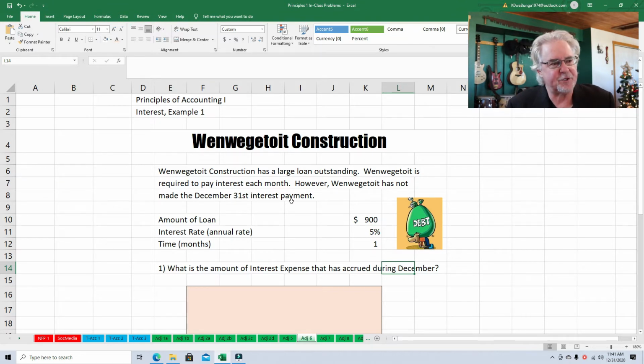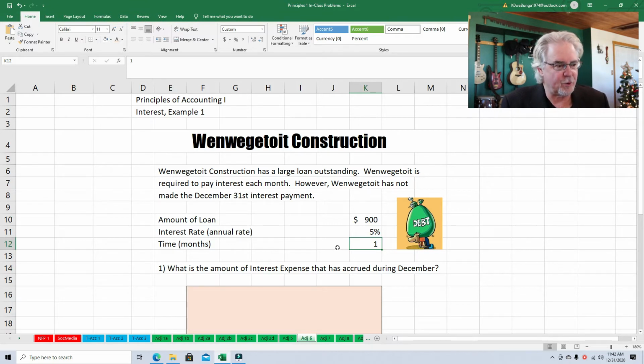We've got a construction company that has a loan outstanding of $900 at an interest rate of 5%, and the time is 1 month. So 1 month has gone by. And the key to this is to think, how many months are there in a year? 12. There's 12 months in a year, so only 1/12 of the year.